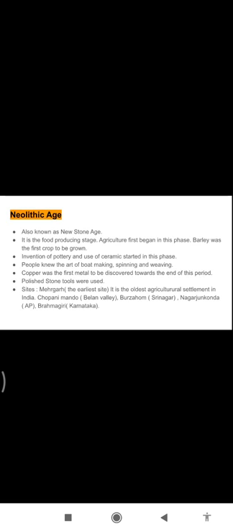Next is the Neolithic age or Neolithic period. The age of this period is around 6000 to 2500 BC. It is also known as the New Stone Age. It is the food producing stage. The term Neolithic was coined again by John Lubbock.